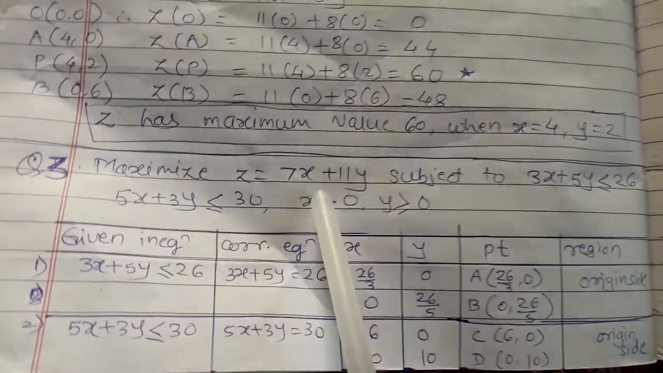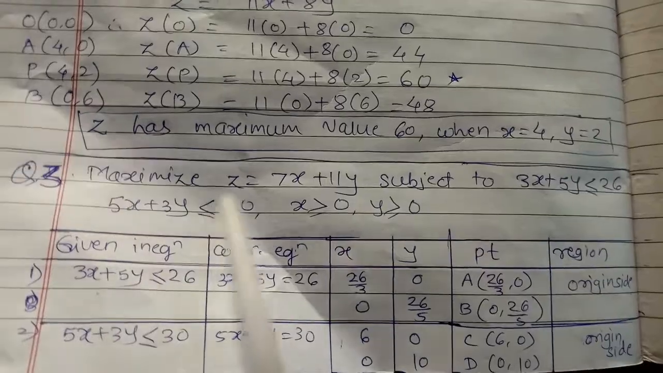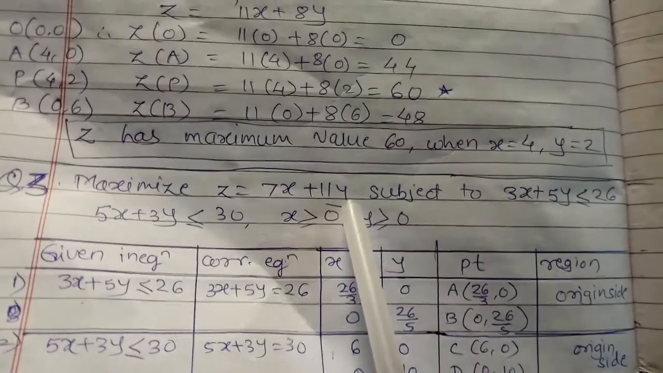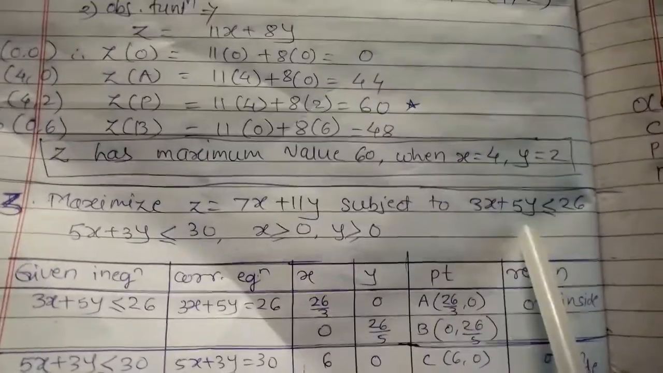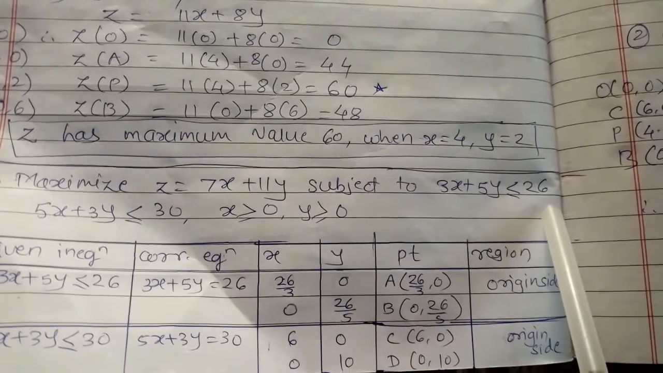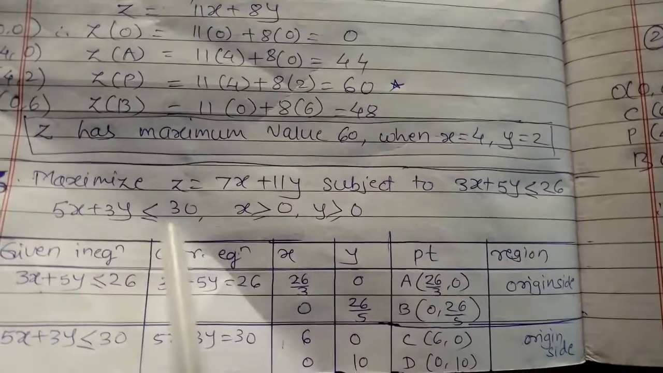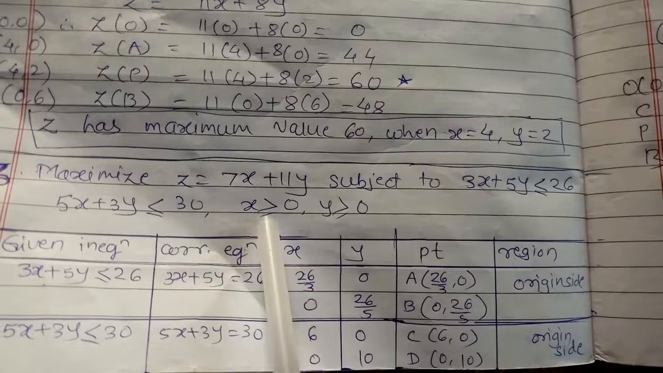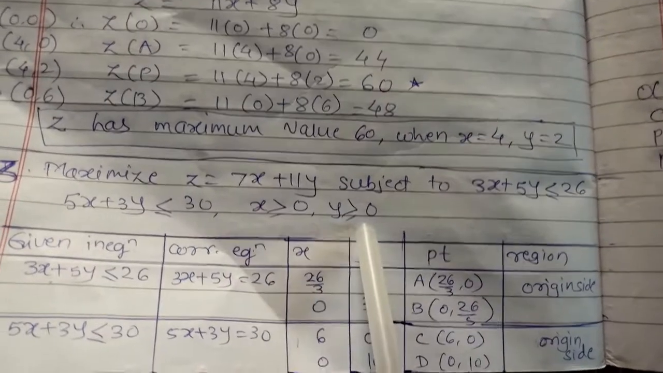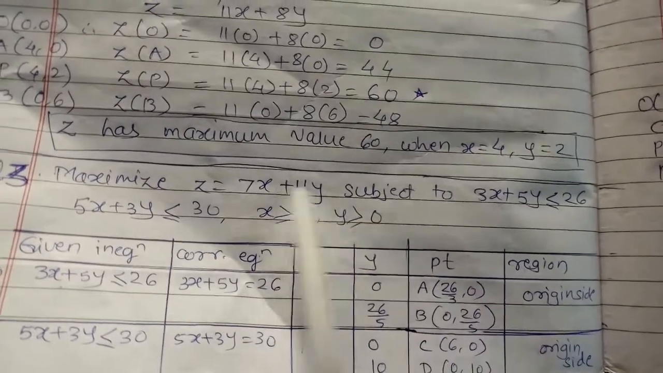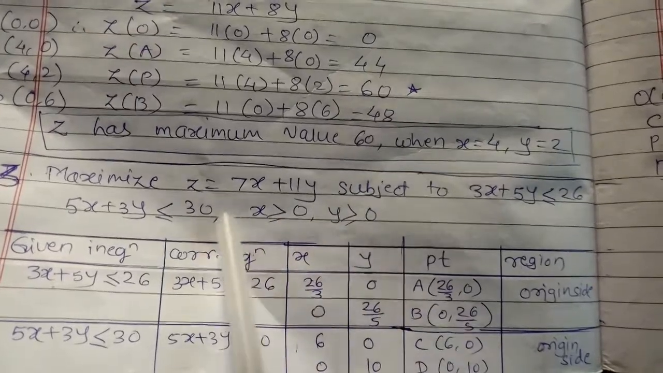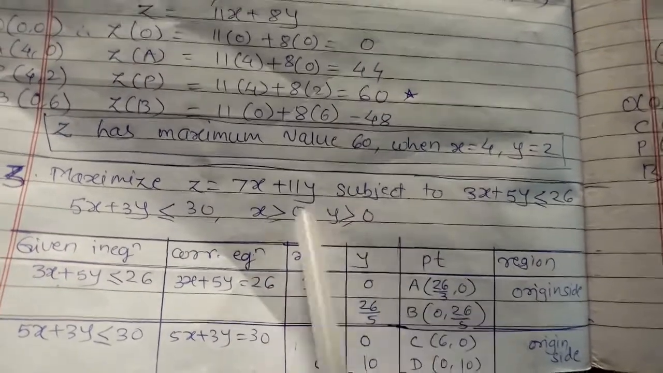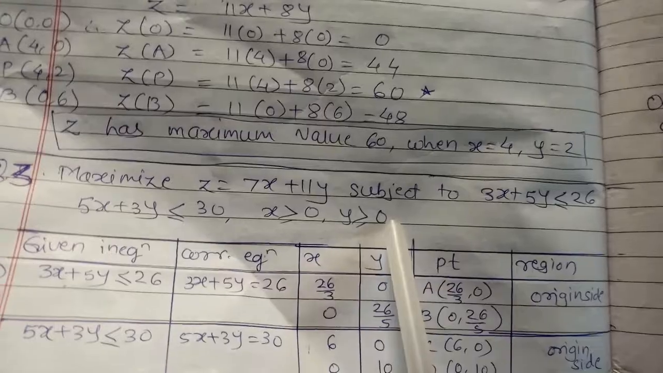So maximize Z equals, so this is the objective function, Z equals 7x plus 11y, subject to 3x plus 5y less than or equal to 26, 5x plus 3y less than or equal to 30, x is greater than or equal to 0 and y is also greater than or equal to 0. These are the non-negativity constraints, we just have to write them down, don't solve, they are just given in your examples.